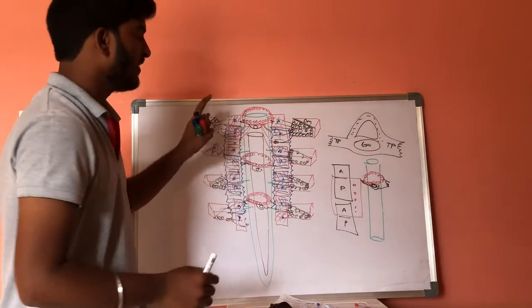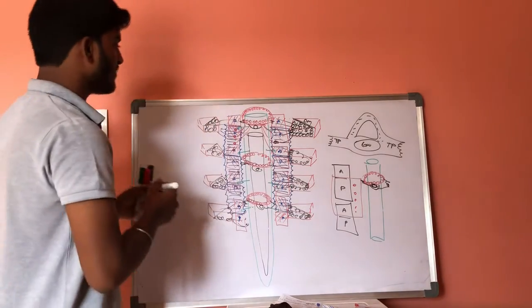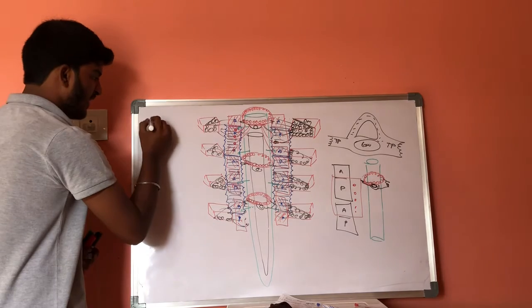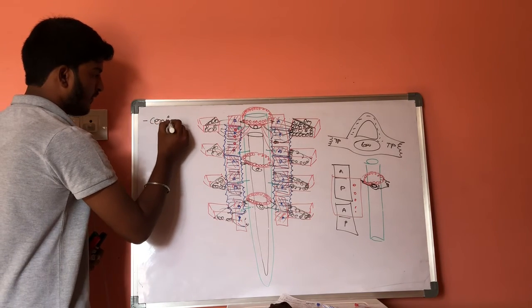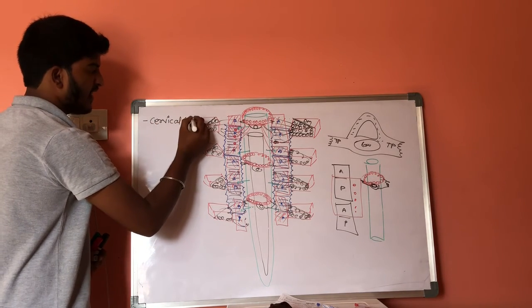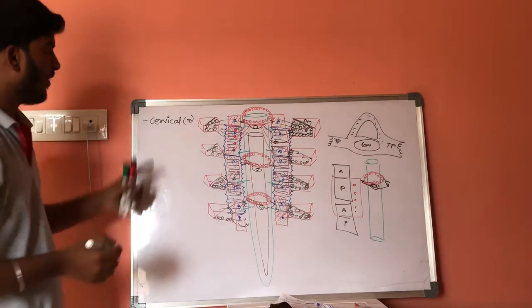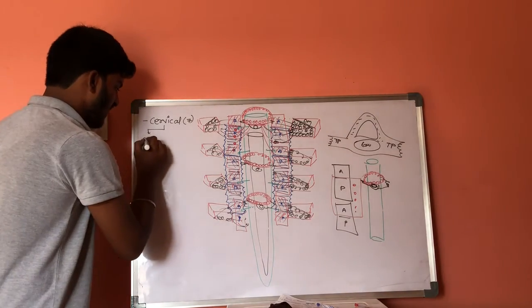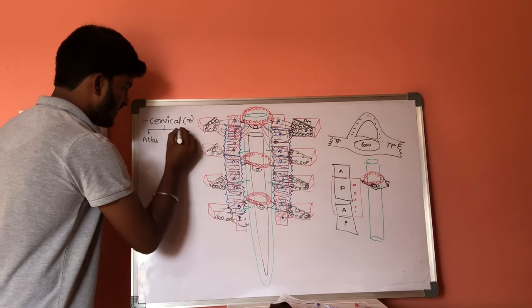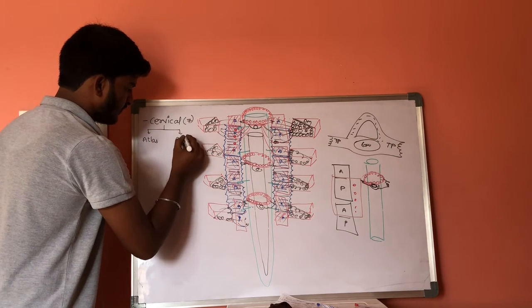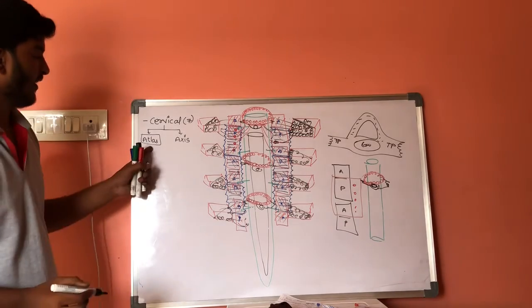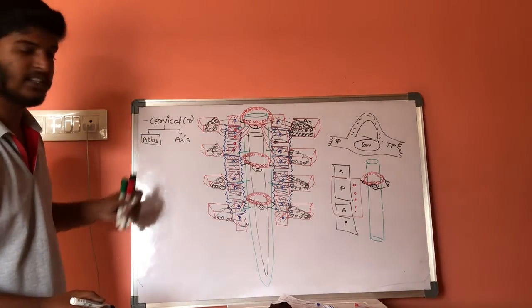So this vertebral column consists of 33 bones. The first type is called cervical vertebrae, that is 7 in number, and out of these 7 the first 2 are more predominant, the first one is atlas and the second one is axis. It is attached to the occipital condyles.